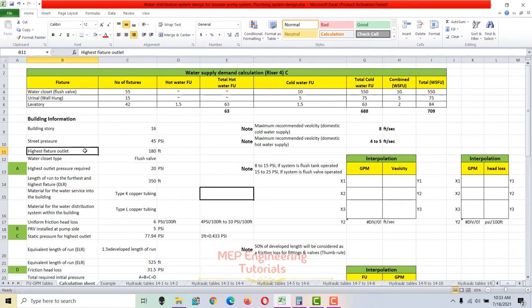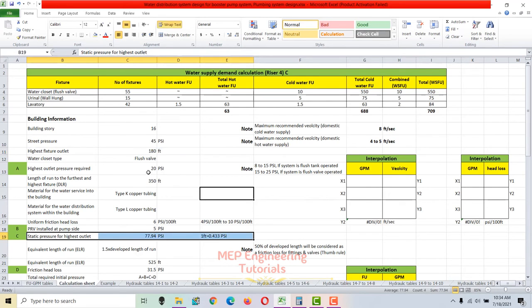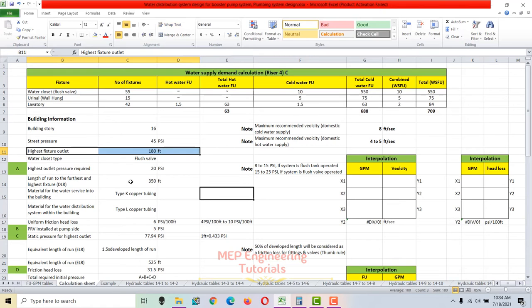So the next thing we have to check here is the highest fixture outlet. So highest fixture outlet is 180 feet above the pump level. So we need to write this one in here, because later we have to calculate the static pressure for the highest outlet. That's why we have written this here. So next thing is you have to check the highest outlet pressure requirement. Since the highest outlet which we use is the water closet, and it's a flush valve operated water closet, based on this we have to write the highest outlet pressure requirement.